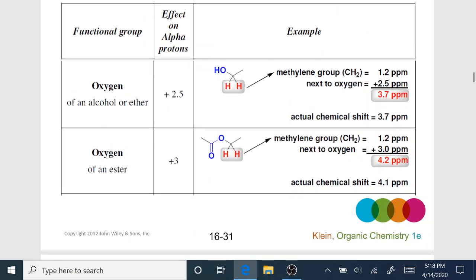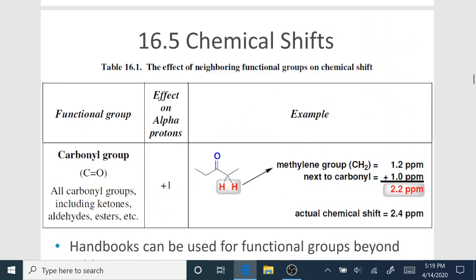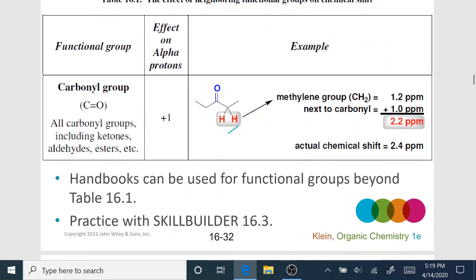Okay, now if you have a carbon that's bearing an OH, the hydrogens that are also on that carbon, notice those are going to be adding about 2.5 to the methylene group, and so they're going to come in at about 3.7. If you have carbons next to an oxygen of an ester, you're going to add about 3 ppm, and so those are going to show up at around 4.2 ppm, okay? So if you have hydrogens next to a carbonyl group, you're going to add about 1. It's going to show up at about 2.2.